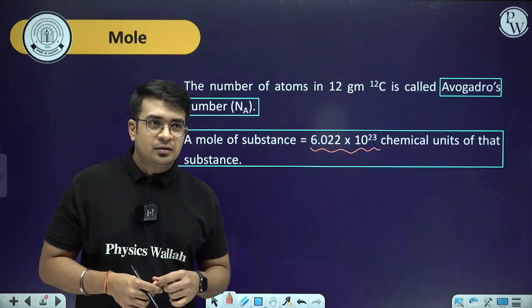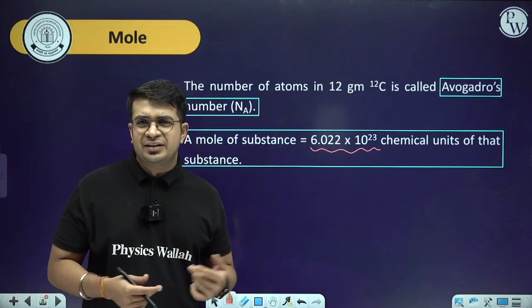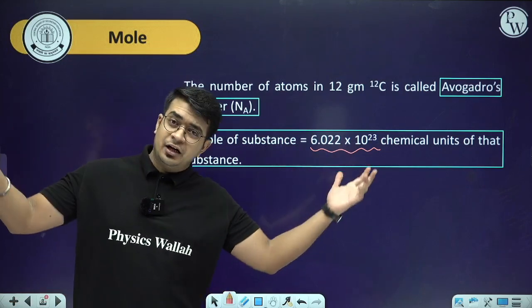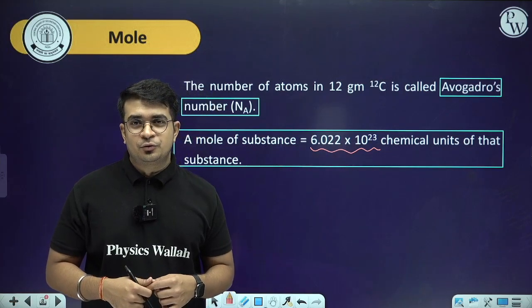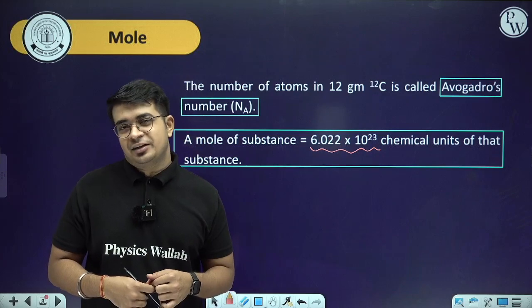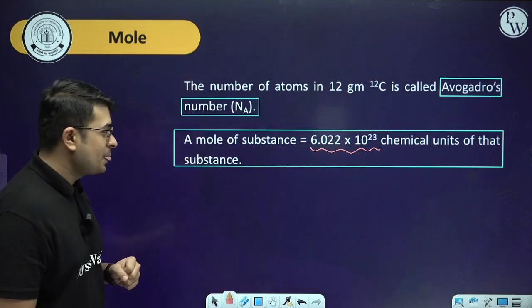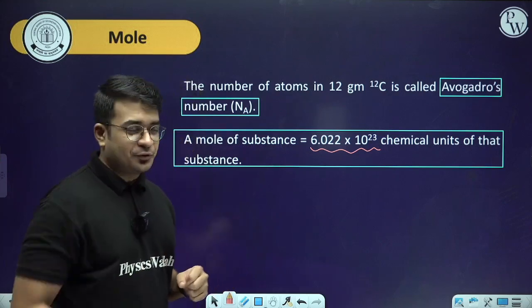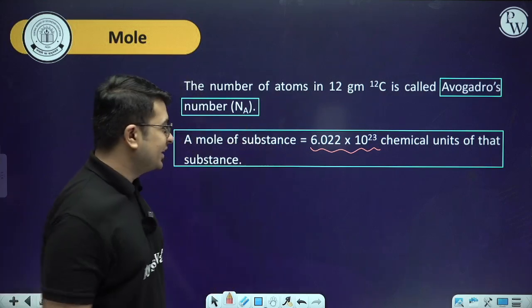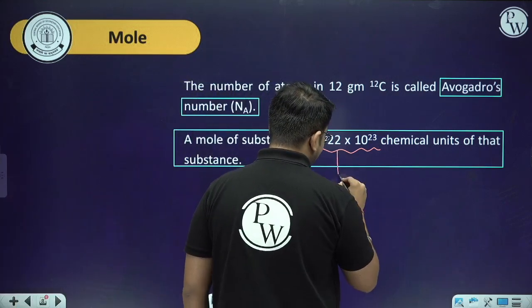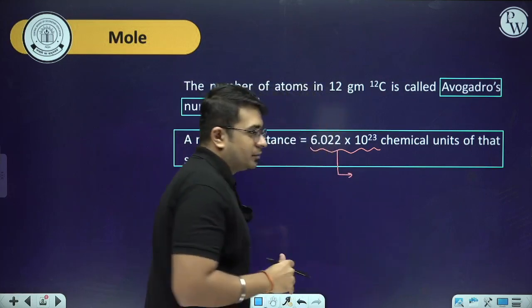Most of you are thinking, yeah, it's a very large number, sir. But no one knows about the significance of this particular number. Let me tell you with the help of a very simple example. Let's pick any of you, or let's pick me. I am the lucky one here. Let's say I have this much amount of money.